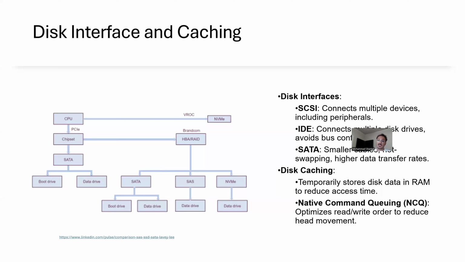As for disk caching, data is temporarily stored in RAM to reduce access time, and then it goes into native command queuing, which optimizes whether a read or a write order goes first to reduce head movement of the disk.